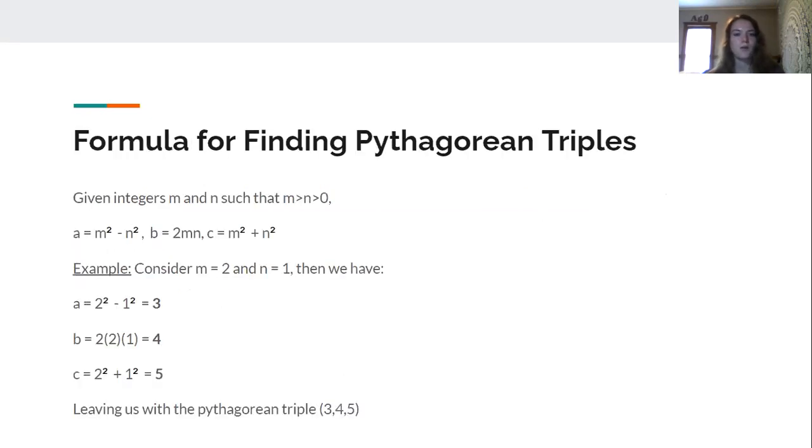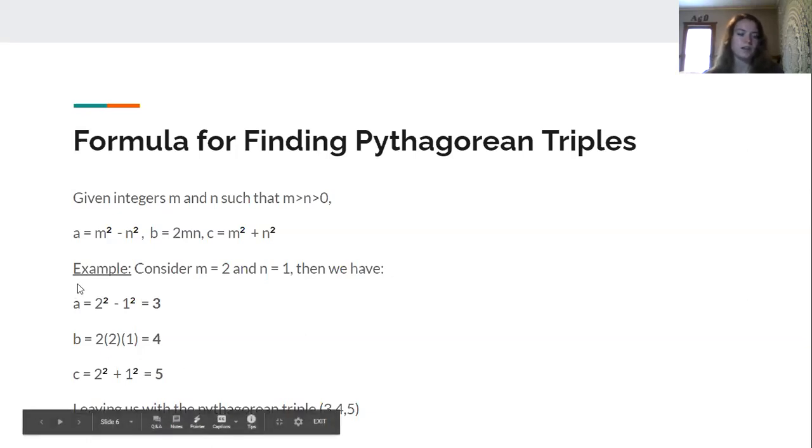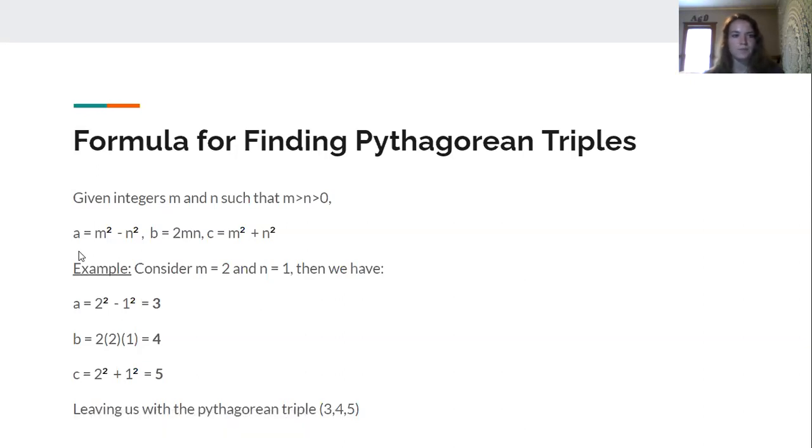So this is how Euclid went about finding Pythagorean triples such that they were all integers, because that's what makes it a Pythagorean triple. The formula he came up with was that if you're given integers m and n such that m is greater than n, which is greater than 0, then your a in your Pythagorean triple is going to equal m squared minus n squared. Your b is going to equal 2mn, and your c is going to equal m squared plus n squared.